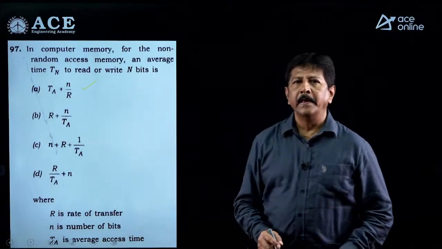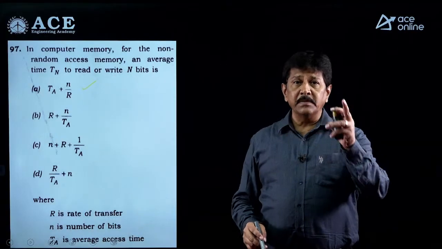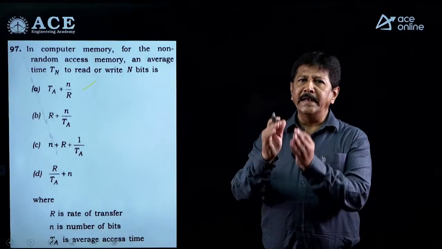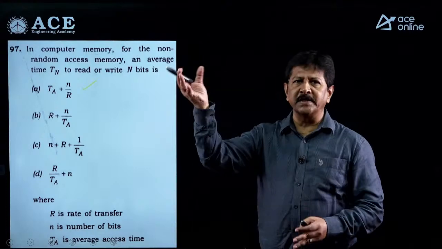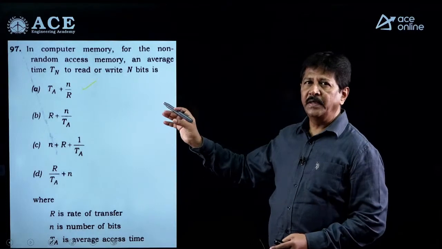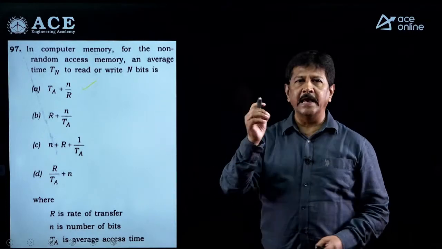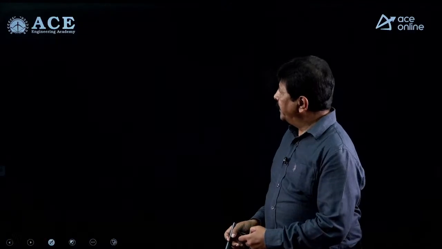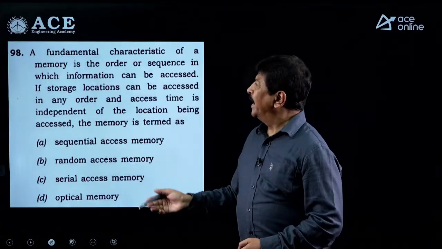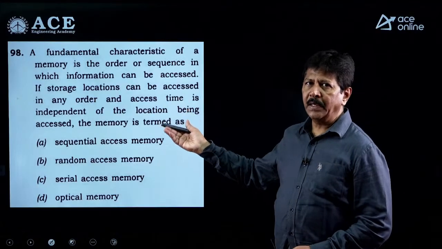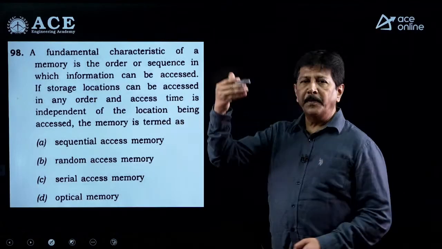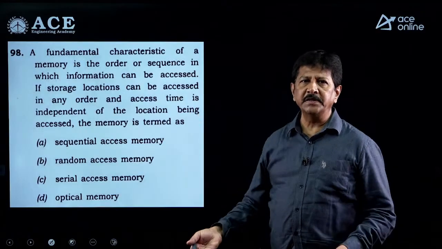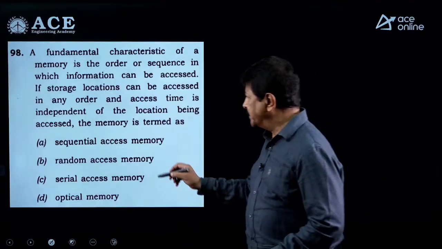Had it been a random access memory, then the answer would have been n into TA. But for this one, it is going to be TA plus n into 1 by r. That's the right answer. Okay, fine. Let's go ahead. I think this is a very trivial one. He's telling that whatever memory I want, I must be able to access it in the middle, wherever I want, and that's none other than random access memory.